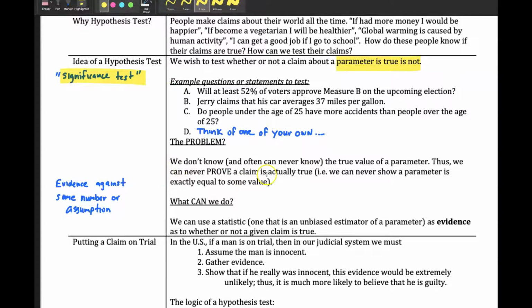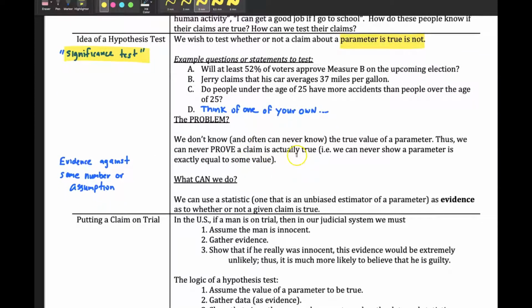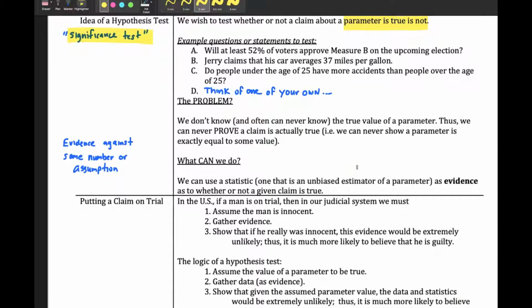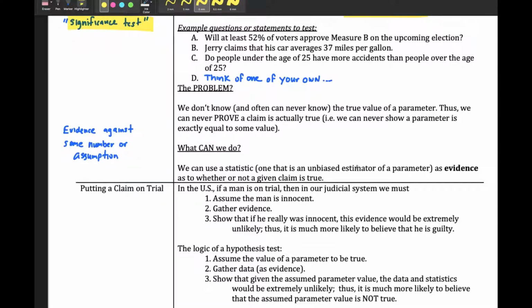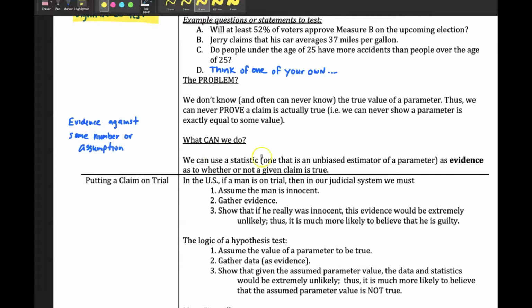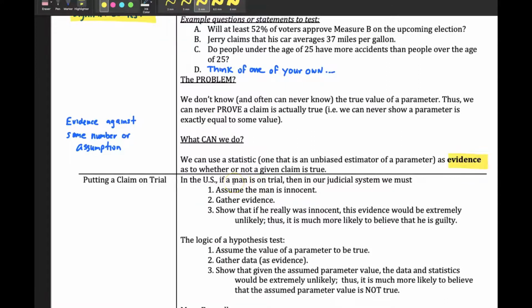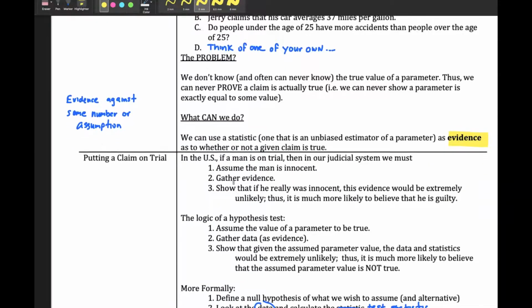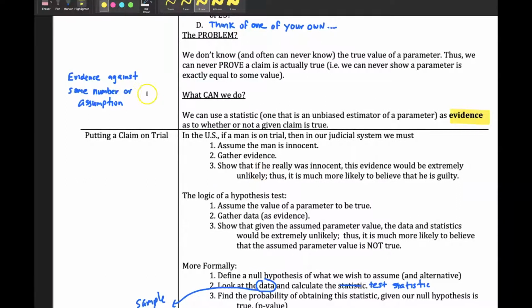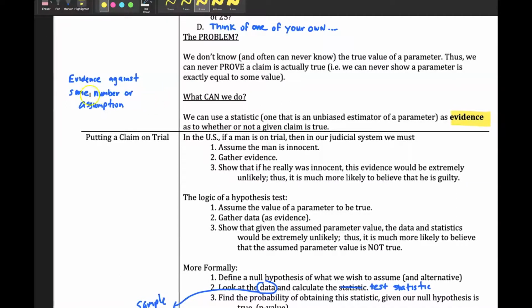And what we often don't know is the true value of a parameter. We don't know what the value is in the population. Thus, we can never prove if a claim is actually true. But what we can do is use a statistic, hopefully an unbiased estimator of the parameter from our population. We use the statistic, the sample data, as evidence as to whether or not a given claim is true. And so what we're really looking for is evidence against some number or some assumption.